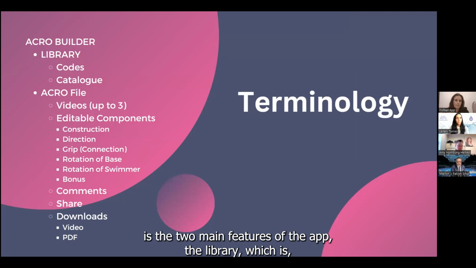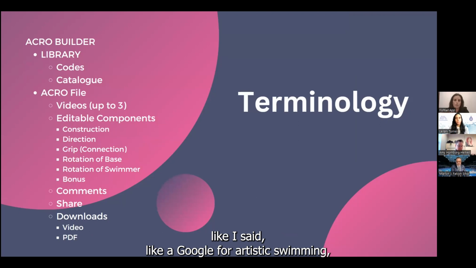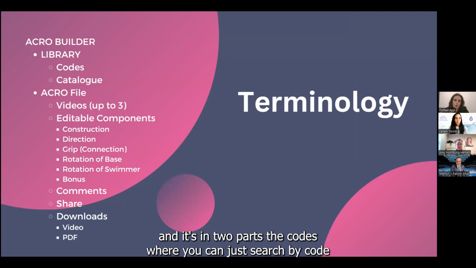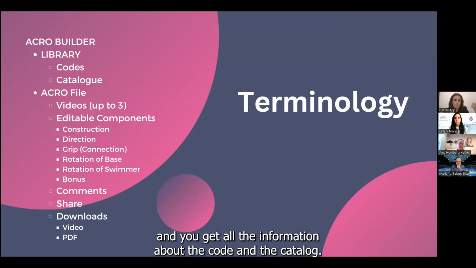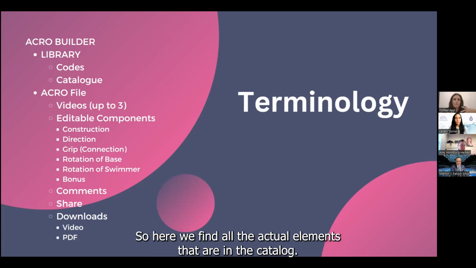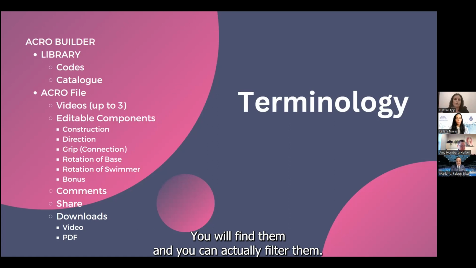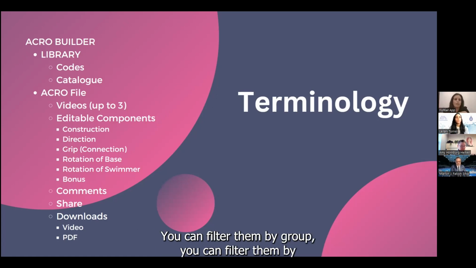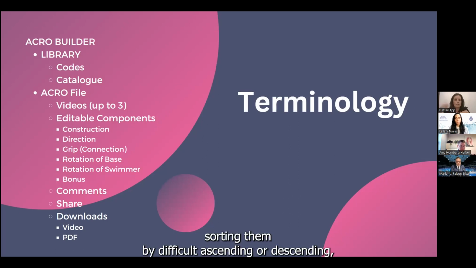The library, which is, like I said, like a Google for artistic swimming, and it's in 2 parts. The codes, where you can just search by code and you get all the information about the code, and the catalog. So here we find all the ACRO elements that are in the FINA catalog. You will find them, and you can actually filter them by group. You can filter them by sorting them by difficulty, ascending or descending.